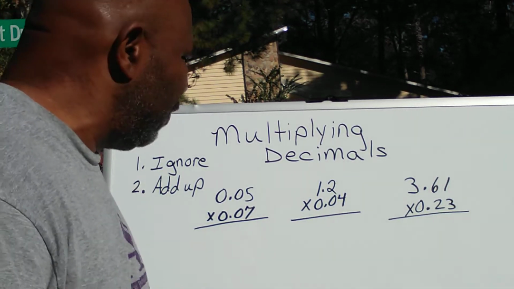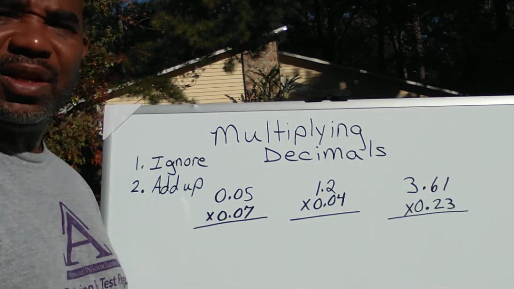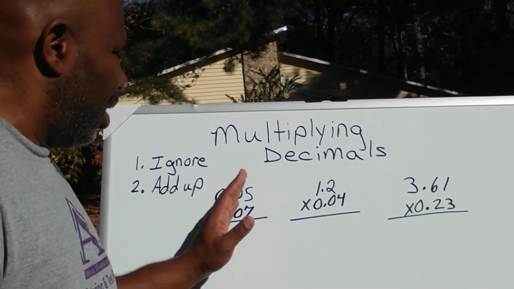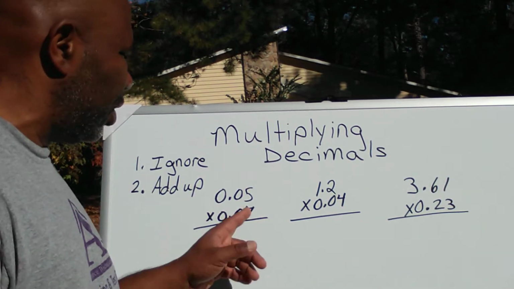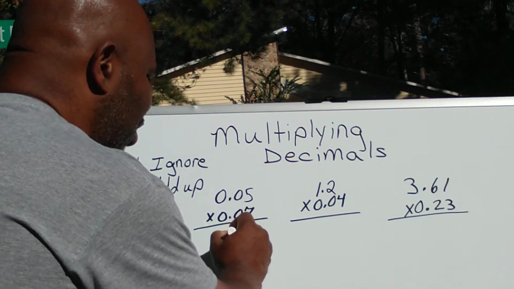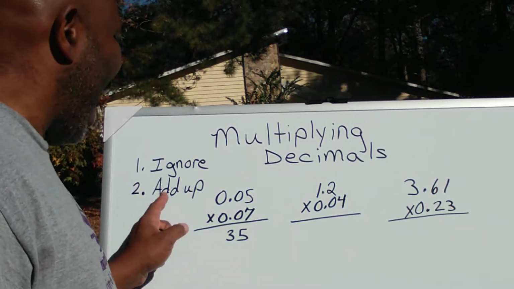So first, if I gave you this problem, 0.05 times 0.07. First rule, ignore the decimals. And then we're going to ignore these zeros in the front. So this is really just like 5 times 7, which we know is 35. Nothing complex there.